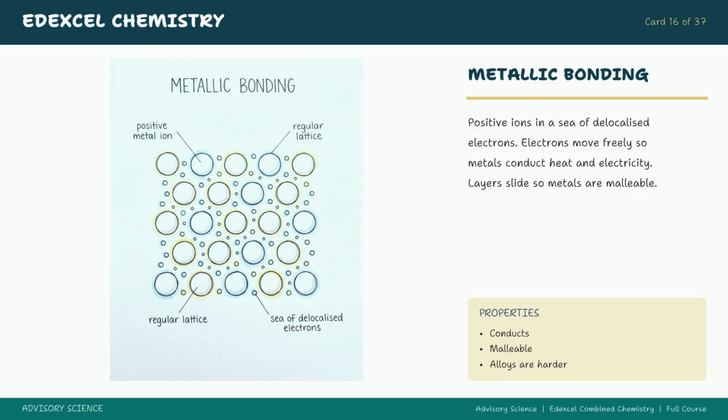Picture ions as floating balls in a sea of electrons. The sea conducts, the layers slide. This gives you both properties in one image.